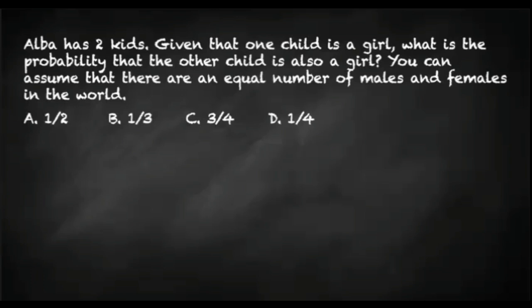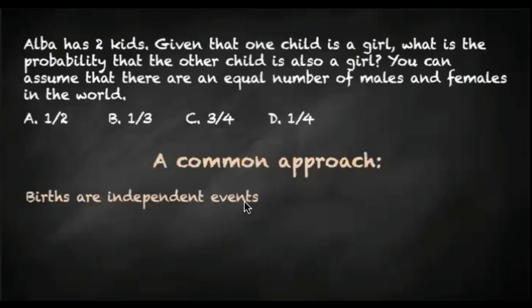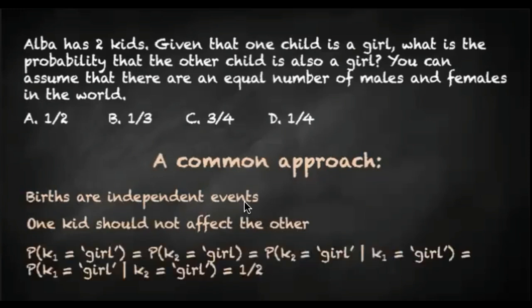So a very common approach to solving this problem is to first note that using the assumption, the probability of any single birth being a girl would be 1/2. And you can also note that two births are independent events, meaning that the sex of one child should have no effect on the sex of another child. So therefore, the probability that the other child is a girl should be the same as the probability that the first child was a girl, which is 1/2. So the probability of one being a girl, given we know another is a girl, shouldn't really be affected. It should still be 1/2. And this was the logic of most of my students that answered this question with A, 1/2. However, this is not actually the correct answer.